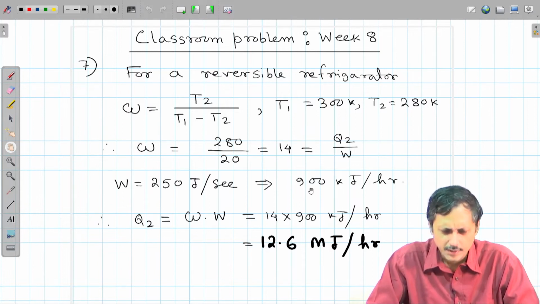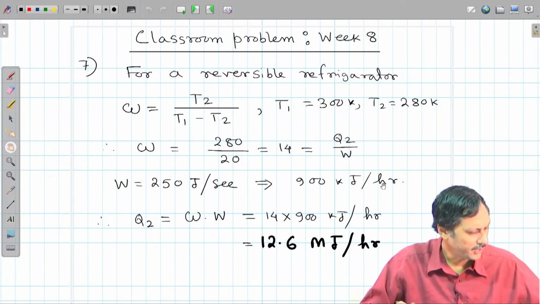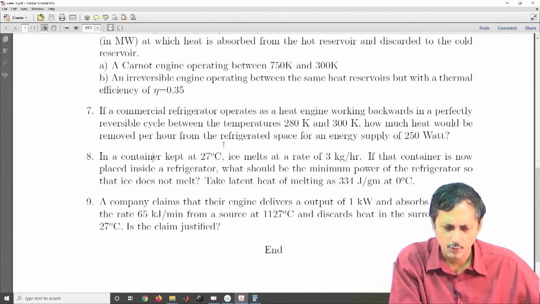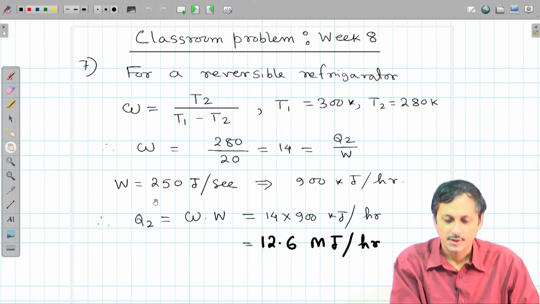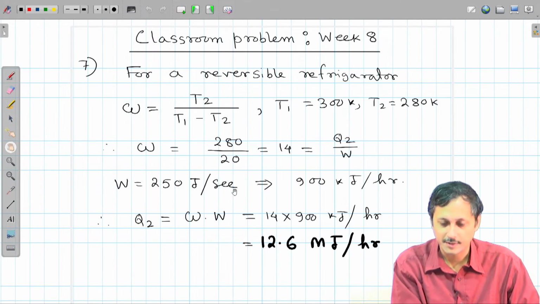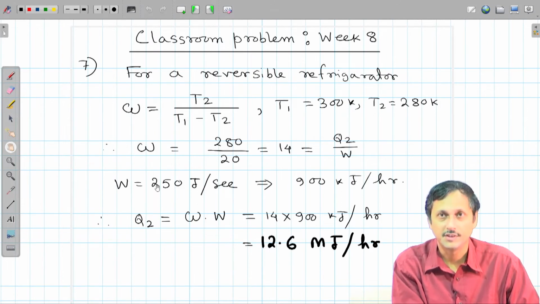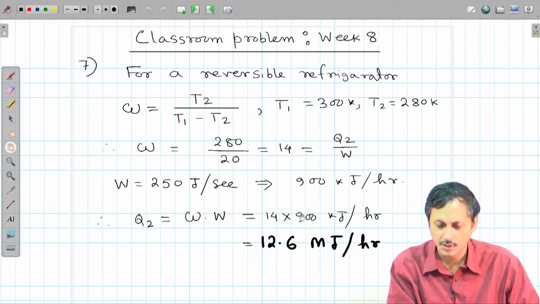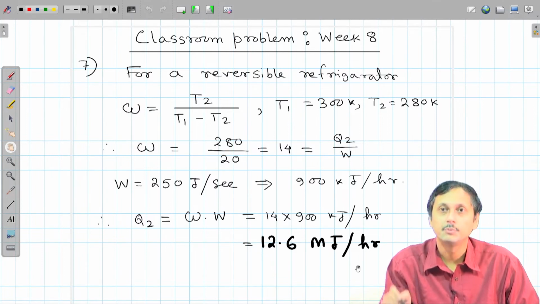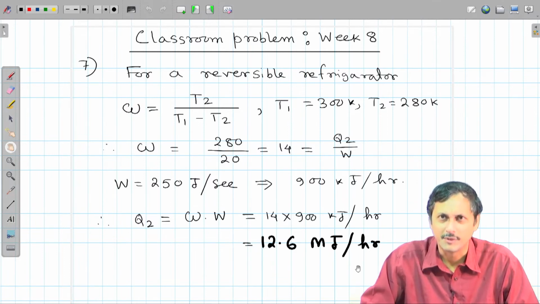Okay. So, we need to answer this in hours. How much heat would be removed per hour, right. So, 250 joules per second means we have to multiply this by 3600 to get 900 kilojoules per hour, right. So, omega is equal to Q2 by W, so Q2 is equal to omega times W, which is 14 into 900 kilojoules per hour, which is 12.6 megajoules per hour.